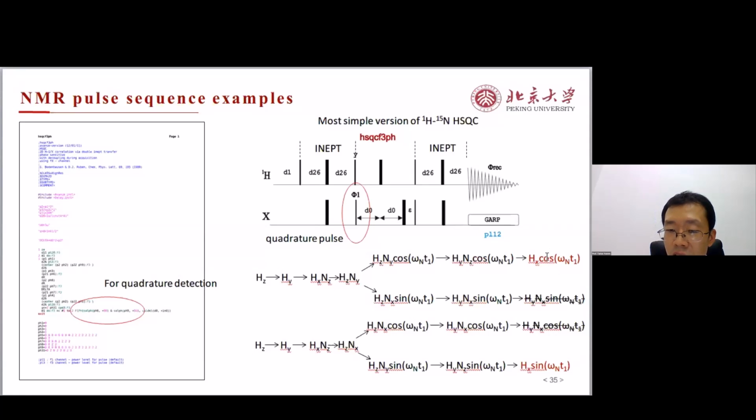But this is not the only term at the end. We also have this HyNx term, which is multi-quantum coherence. But remember, this multi-quantum coherence cannot be directly detected during the FID detection period, so we can just throw it away.